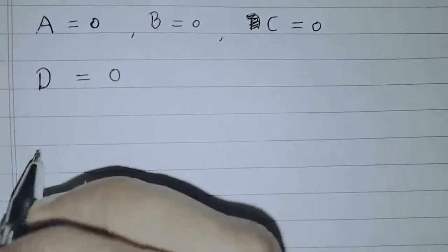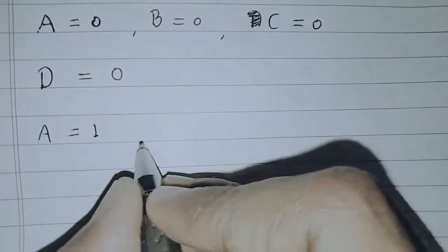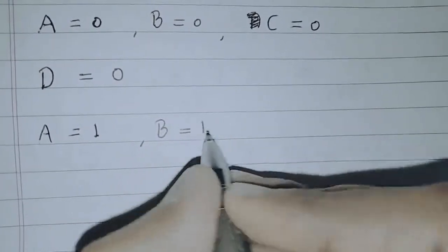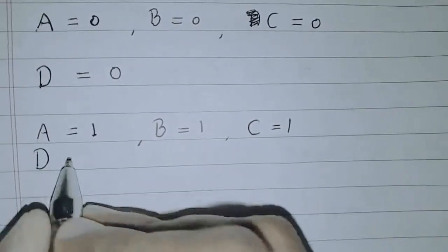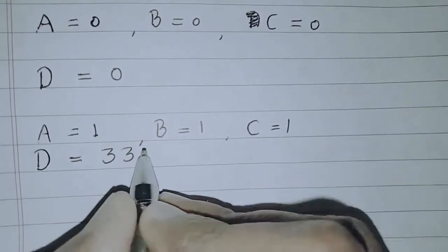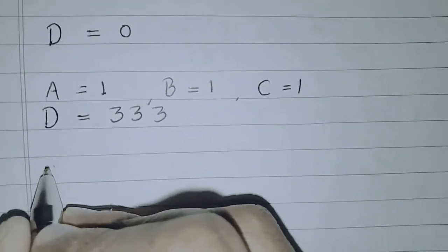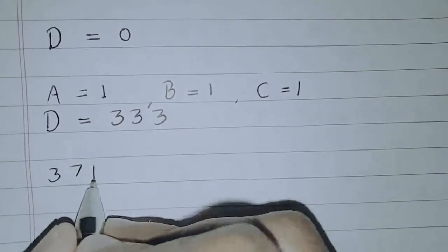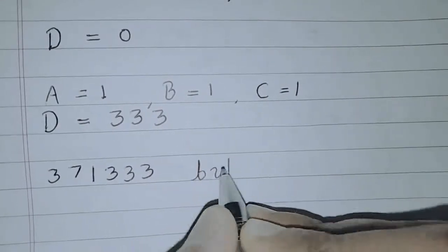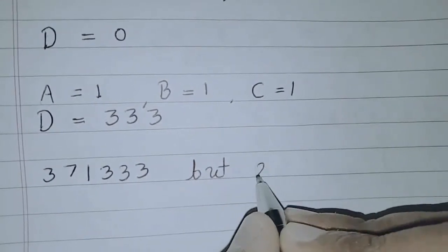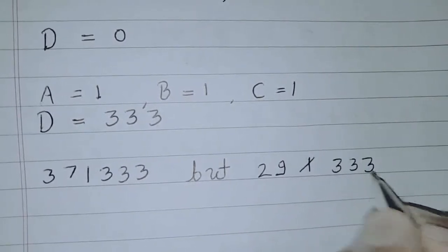Say for example you had taken all the digits to be 1, then you could easily see D would be equal to 333, but then 37 divides 333, but 29 does not divide 333.